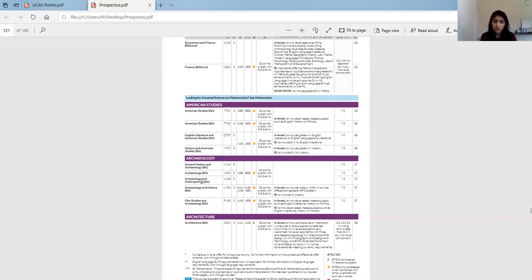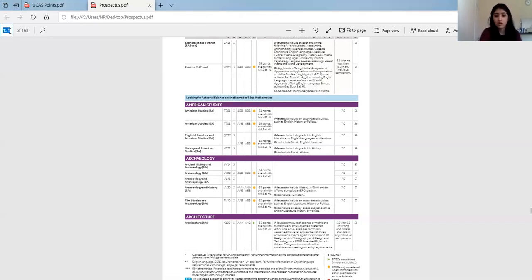If you do look here on the left column, there are different subjects that you can do archaeology with. So there's ancient history and archaeology. You can do it with anthropology, and there's also film studies. So it's really important that you, again, research all the type of different options that are available to you. If there's two subjects that you really like, a university might do a joint degree of those subjects together. So again, it's just really important that you do your research and you find the course that is best suited to you.